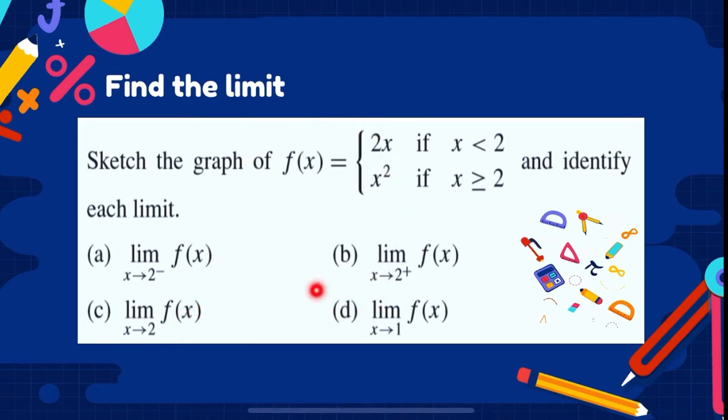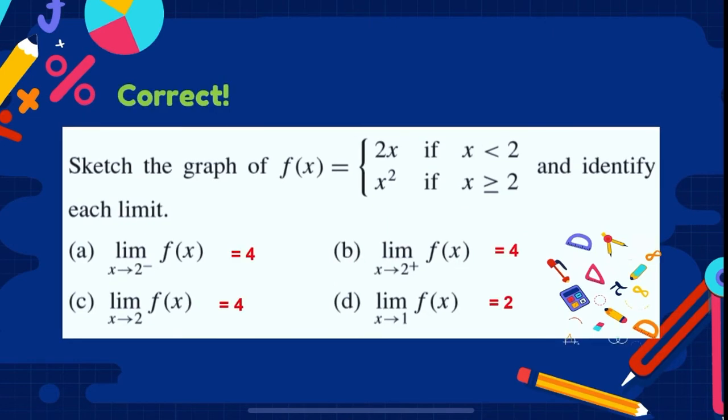Let's take D now. So what is limit f of x when x approaches 1? 1 is definitely less than 2. So we'll substitute in this. So 2 times 1, we'll substitute 1 in 2x. So 2 times 1 is 2. So finally the answers are 4, 4, 4, and 2. So our answers are correct.